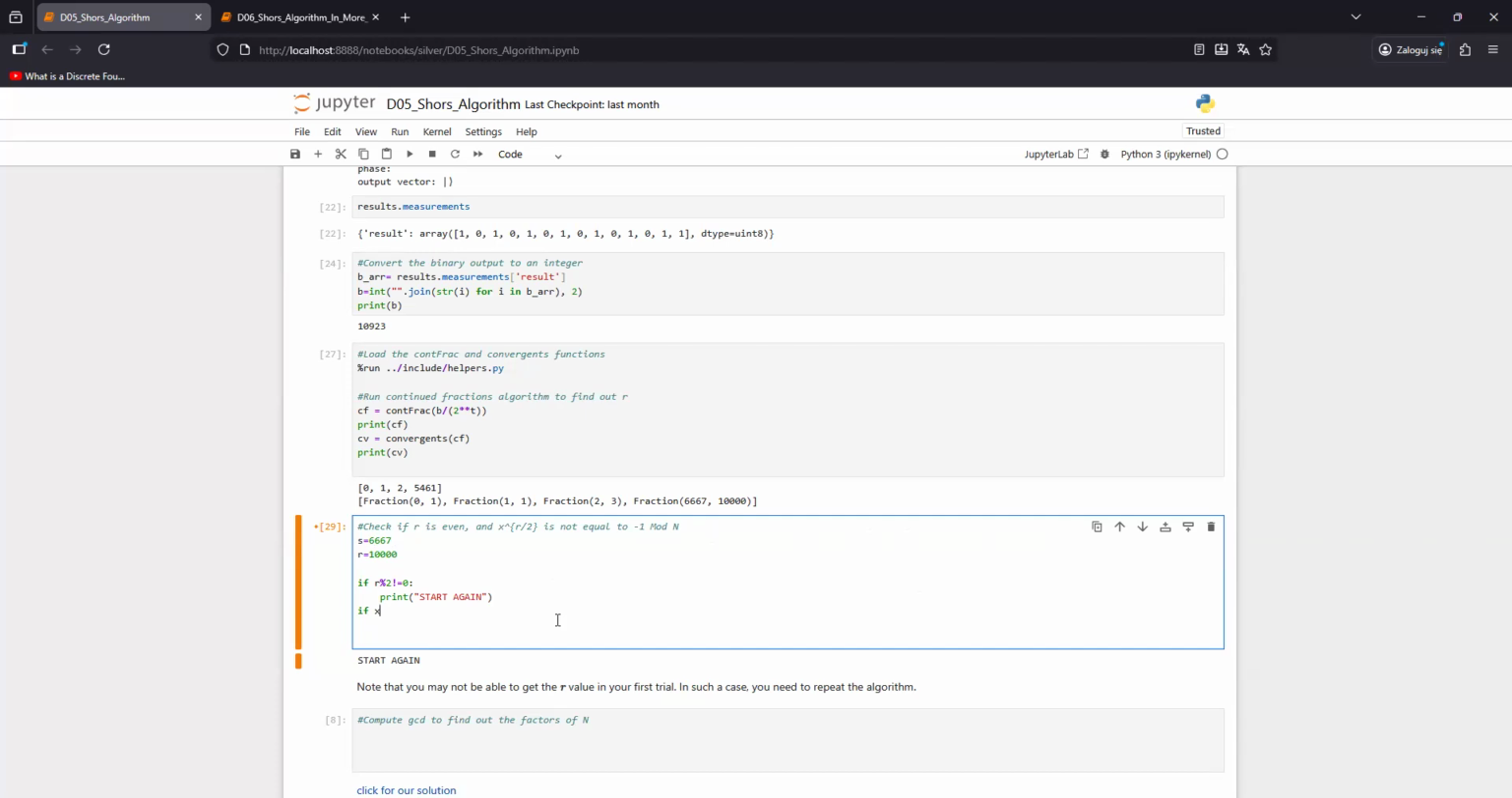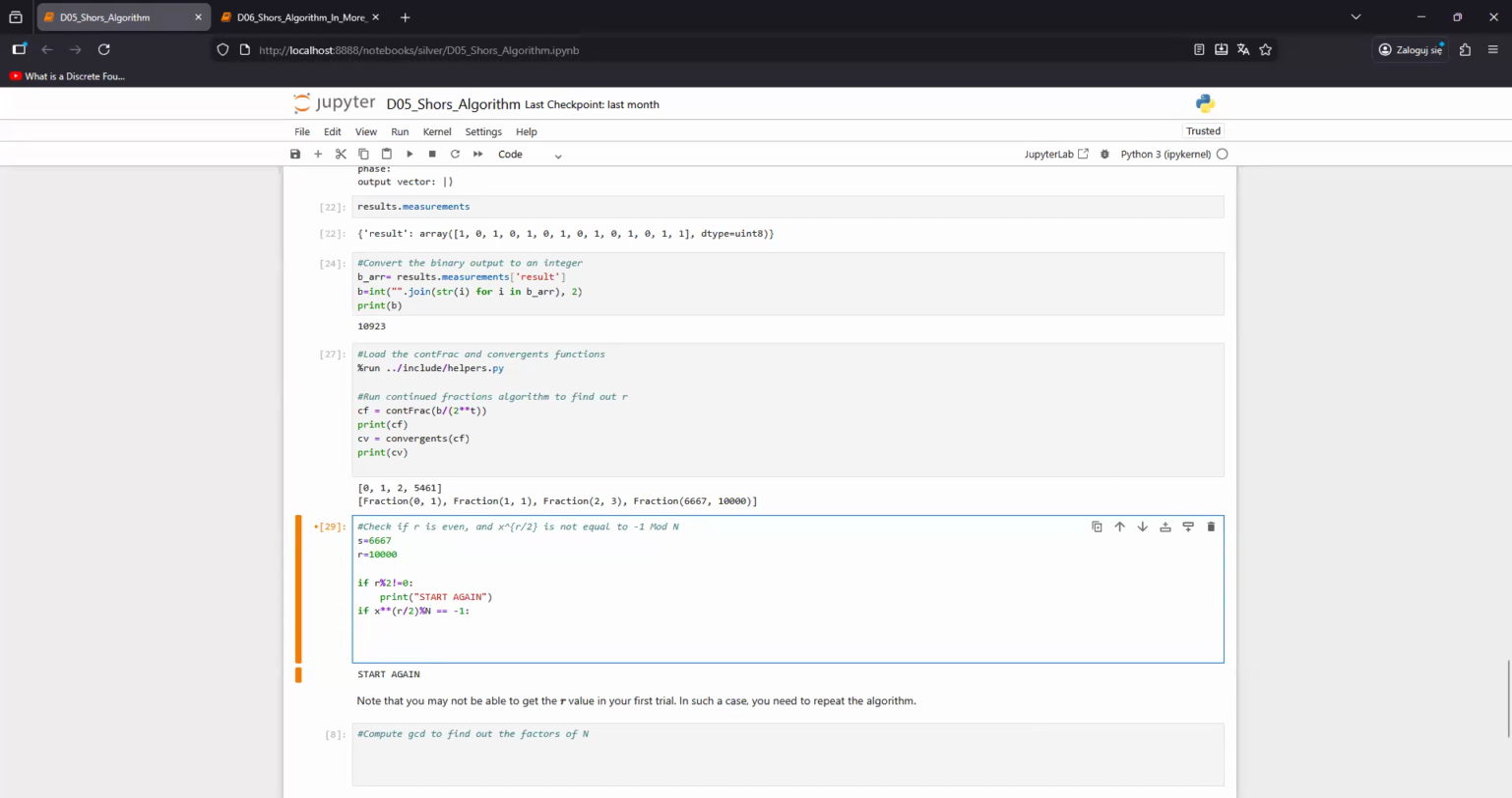So if x to the power of r divided by 2, and the remainder of this after dividing by n is not equal to -1, or maybe it's equal to -1. So in other words, it's also equal to n minus 1. Then we need to start again.